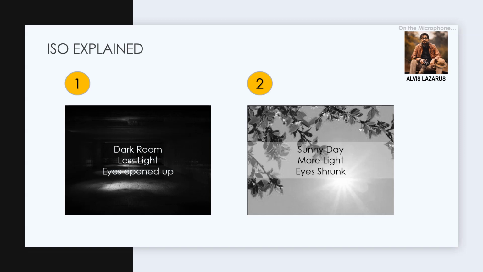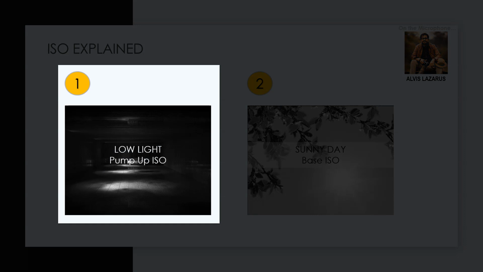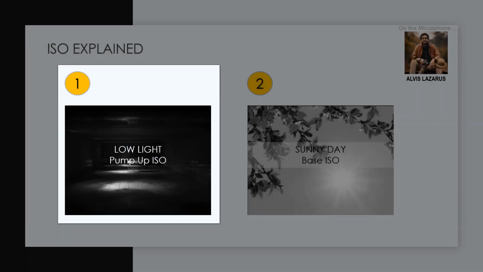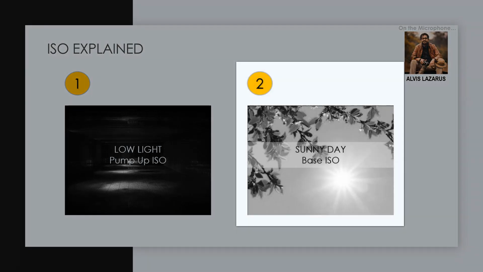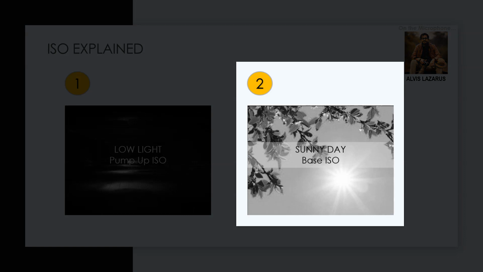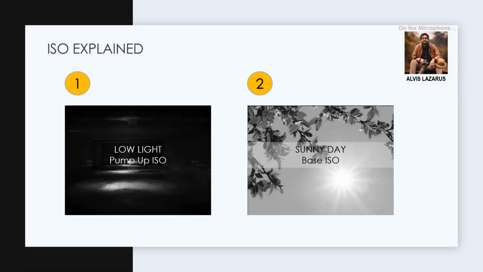This is the exact thing that happens in a photographic situation as well. In a low light situation, you pump up the ISO. That means you are indirectly increasing the sensitivity of your sensor. And on a sunny day, when the light is sufficient, you need not pump up your ISO. You shoot at the base ISO. And in a similar way, in a low light situation, if you don't pump up your ISO, your image would go dark. In a situation where the light is sufficient or bright, if you are pumping up your ISO, your image would go washed out. As simple as that. This is the basics of ISO.